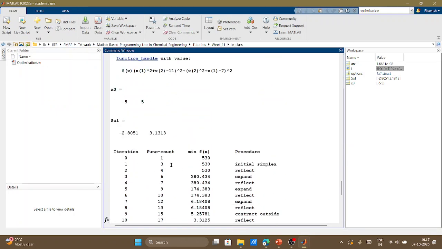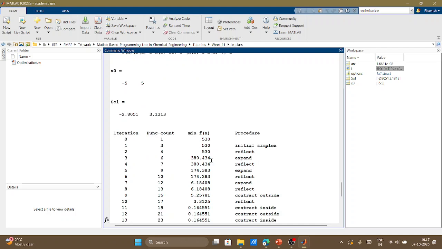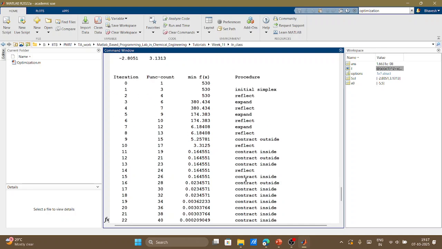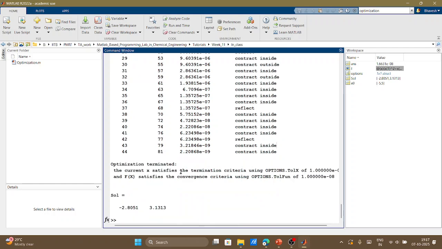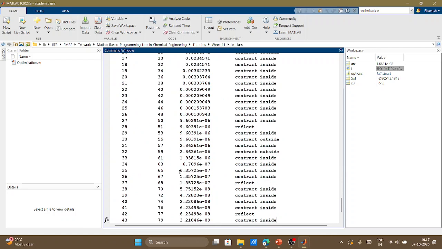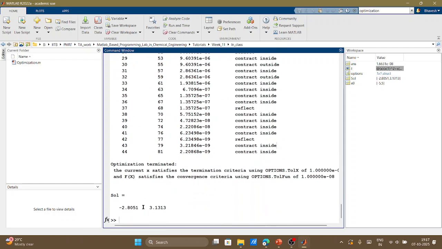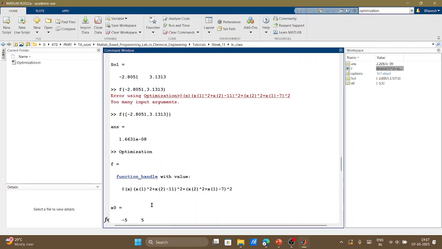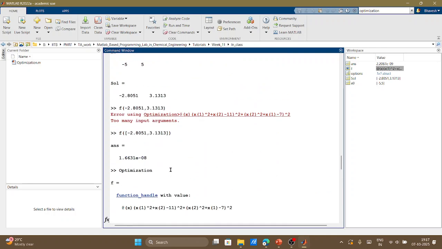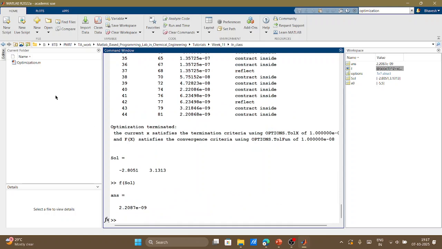So iteration, function count, minimum function value, and what procedure they are doing within this function, right? And at the end, this is our value. So almost values are same, but if I now find the function for my solution, this value goes to 10 to the power minus 9 because our tolerance was increased. Previously it was 10 to the power minus 8, right?